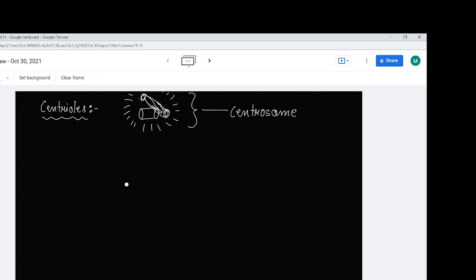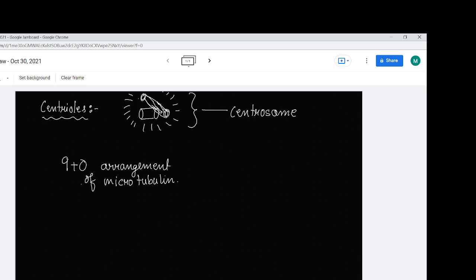Now, if you want to study deep about this centriole, how does one single centriole look like? So the centriole will have a 9 plus 0 arrangement. It is called a 9 plus 0 arrangement. You will know why once I draw it. Now this arrangement will be due to the arrangement of microtubulin.